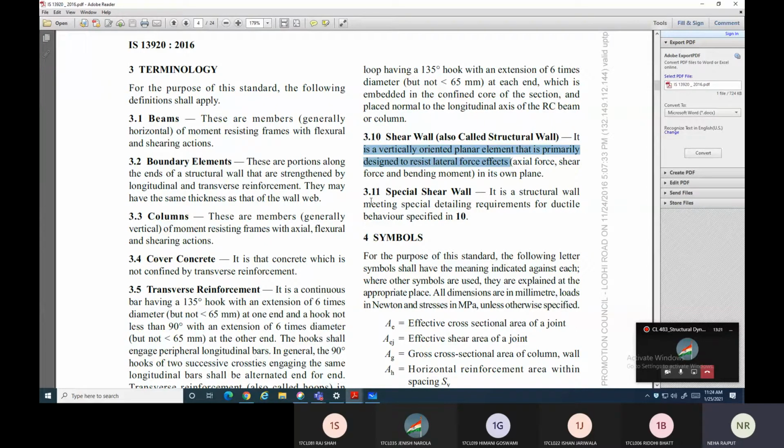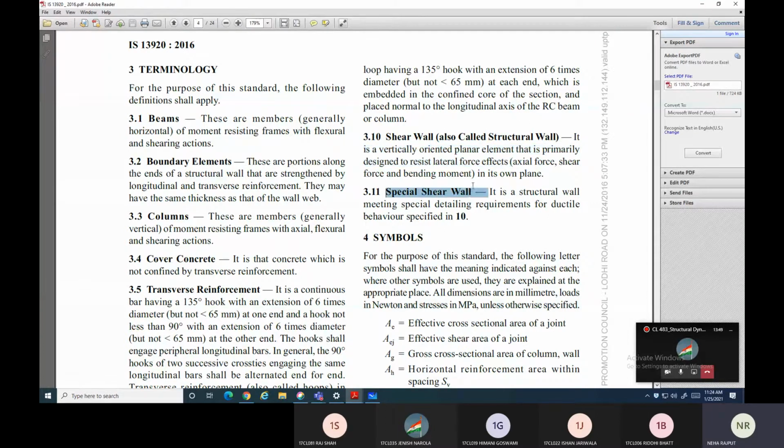Then you will see how the shear wall orientation is most important for the lateral resisting element itself, because if you change the orientation of the shear wall, then the meaning of why it is provided will not be served. So that is the case that you need to see at the time of calculation when we deal with the lateral forces calculation.